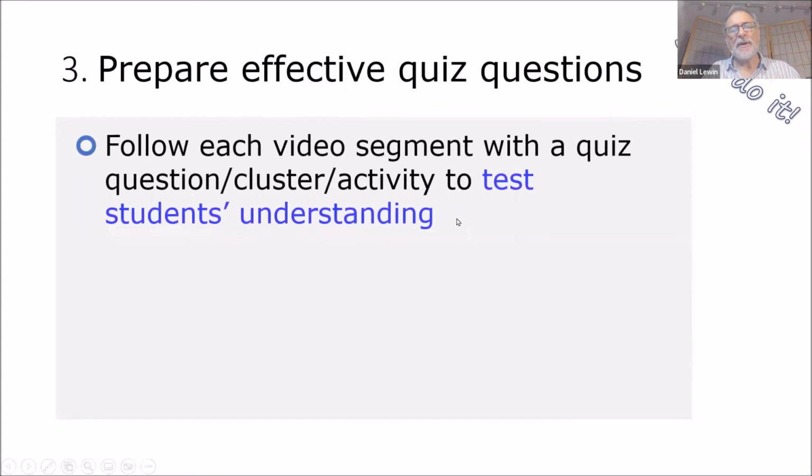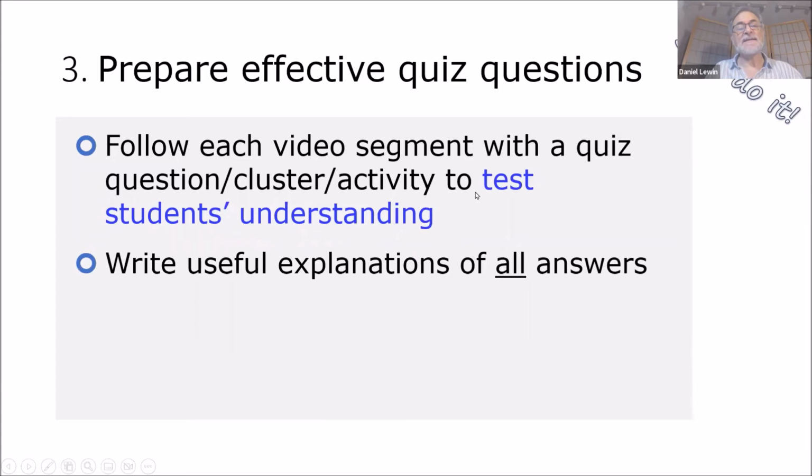Step three, you have to have these quiz questions, right? Every video segment has to have a question to test whether the student has comprehended what he's just listened to. It is important to write explanations for all the answers. Typically, it's going to be multiple choice. Let's say there are four alternative answers, one correct answer, three incorrect answers. Every one of those answers has to have an explanation. If it's right, why it's right. If it's wrong, not necessarily give everything away, but give a hint about what the student should do instead.